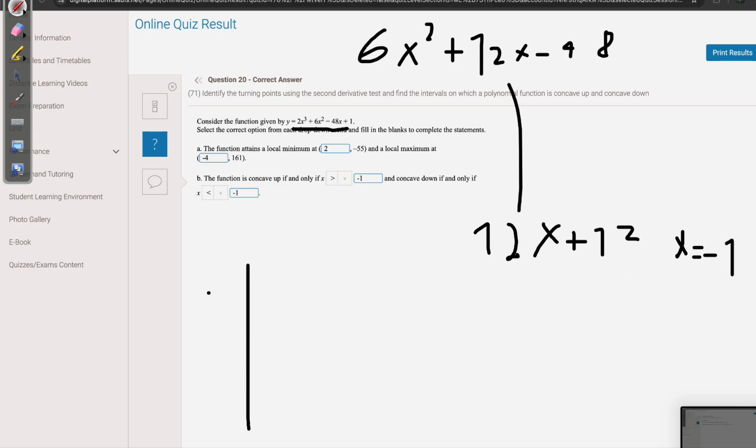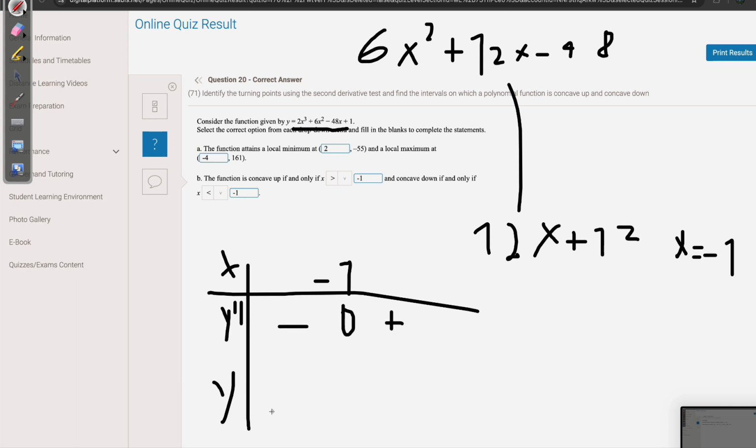And then we do the table of concavity. So x, y double prime, y, negative 1. Since it's linear, we do opposite, same, as with the coefficient of the highest term, so negative, positive. This means for x greater than negative 1 it's concave up, and for x less than negative 1 it's concave down.